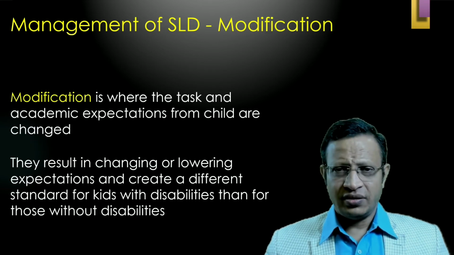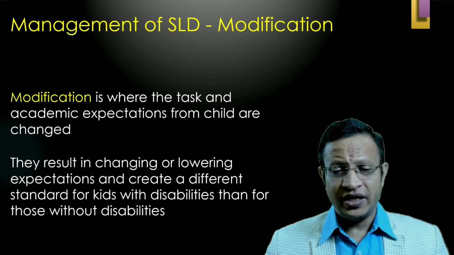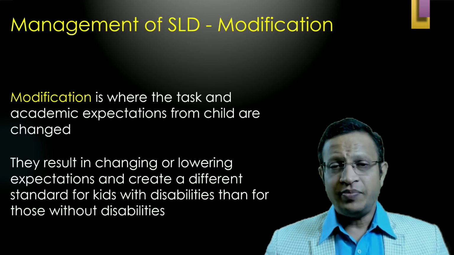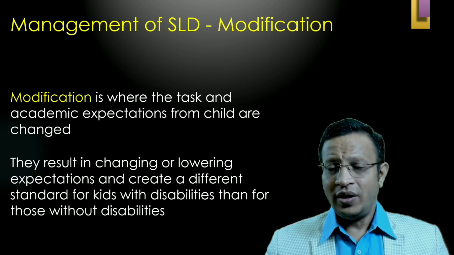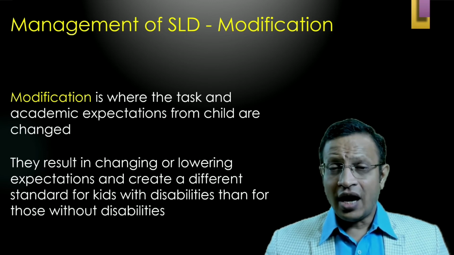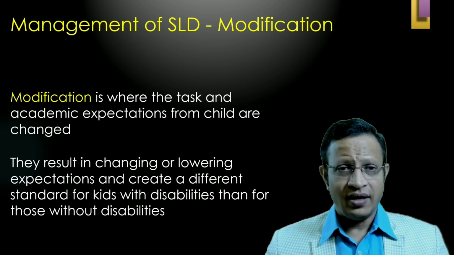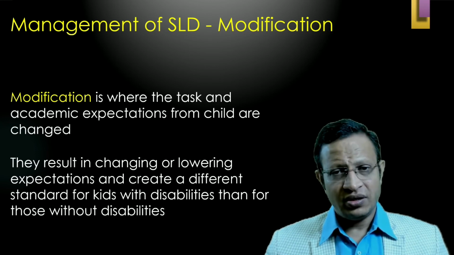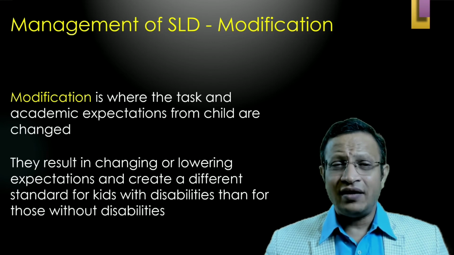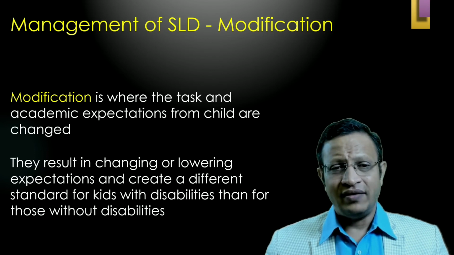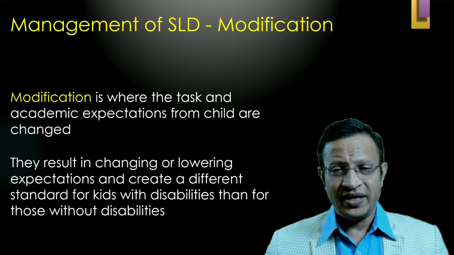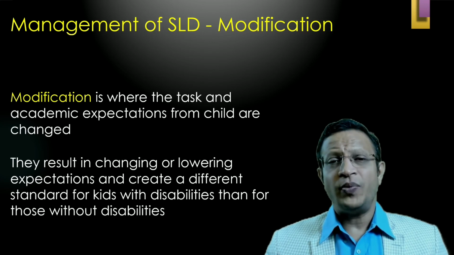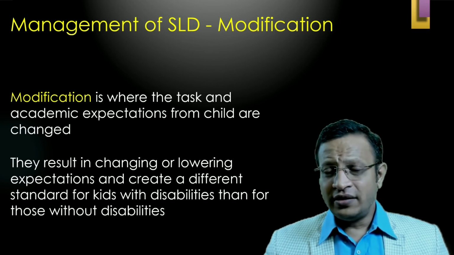Whereas modification is where the task and academic expectation from the child are changed. That means the process will be there, but the outcome can be changed. Here, it results in changing or lowering the expectation and creating a different standard for kids with disability than for those without disability. That means you are going to change the goalpost here. You will make the goal easy.